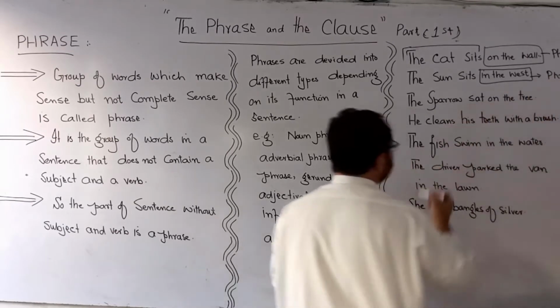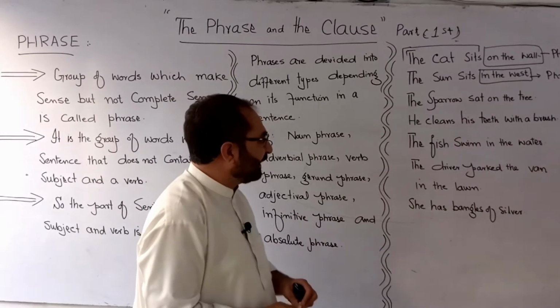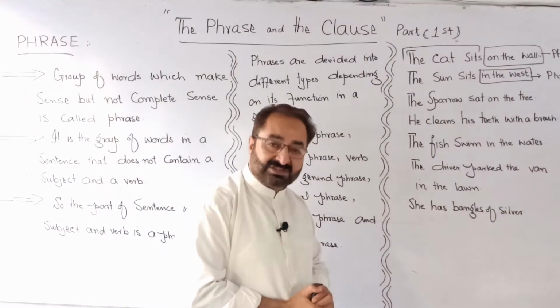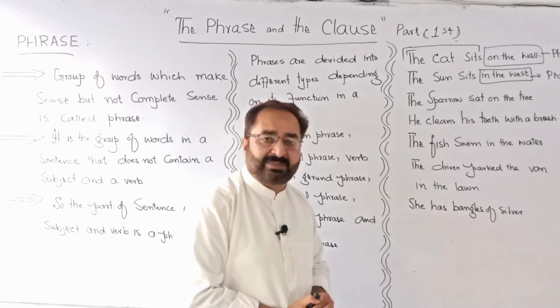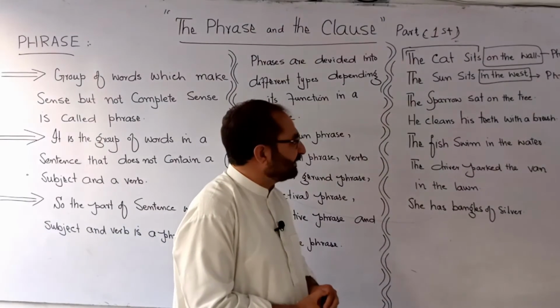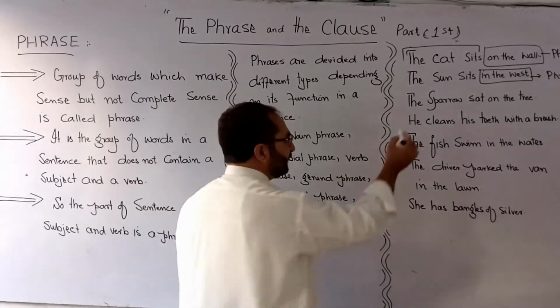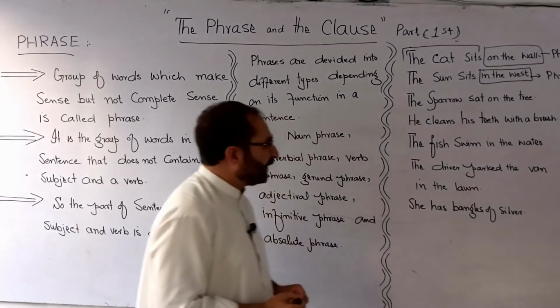And in the third sentence, "The sparrow sat on the tree." This is the past indefinite, or the past. We may say the past tense, the past form of the verb, has been used here, the near past. So the sparrow sat on the tree. Here the sparrow is the subject, and sat is the past form of the verb.